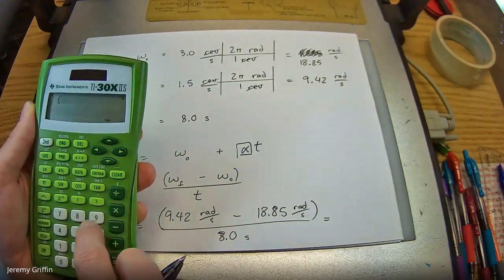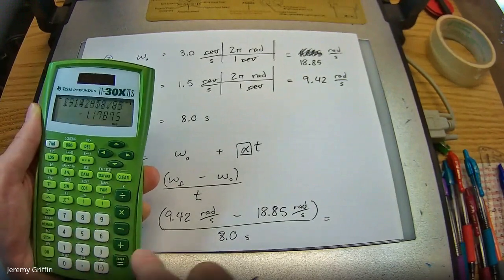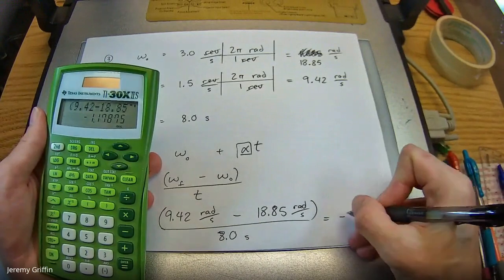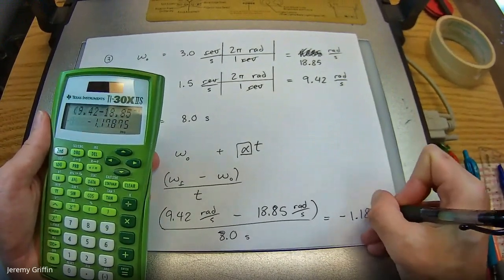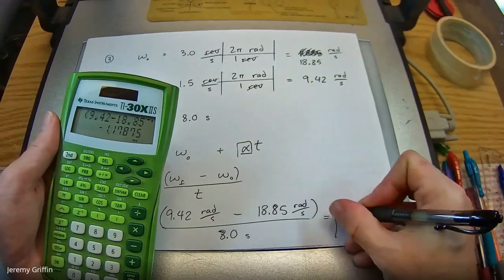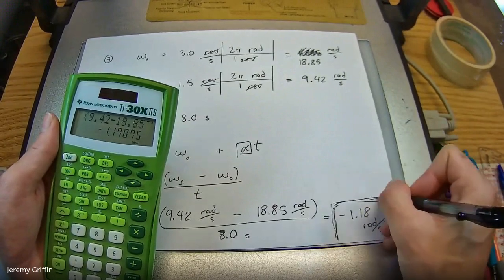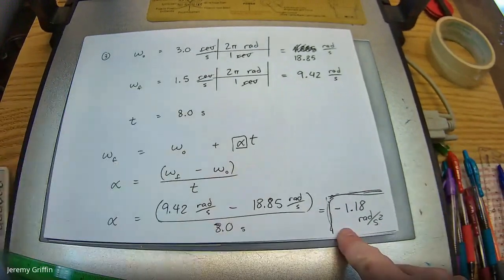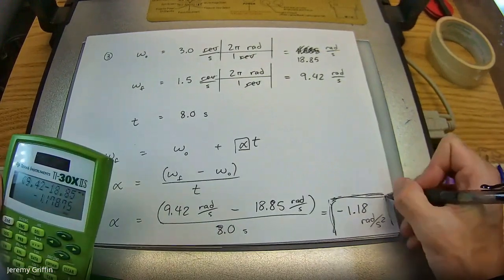It's going to be a negative value, right? Everybody's going to be negative because it's slowing down. Radians per second squared. So according to my numbers, my turntable is slowing down by 1.18 radians per second every passing second. That's the rate it's slowing down.